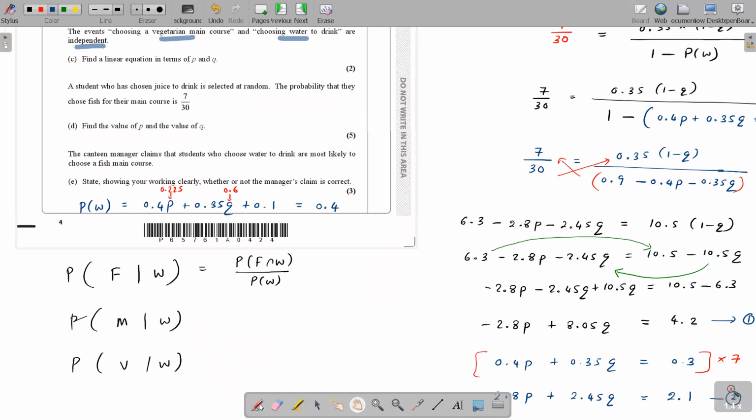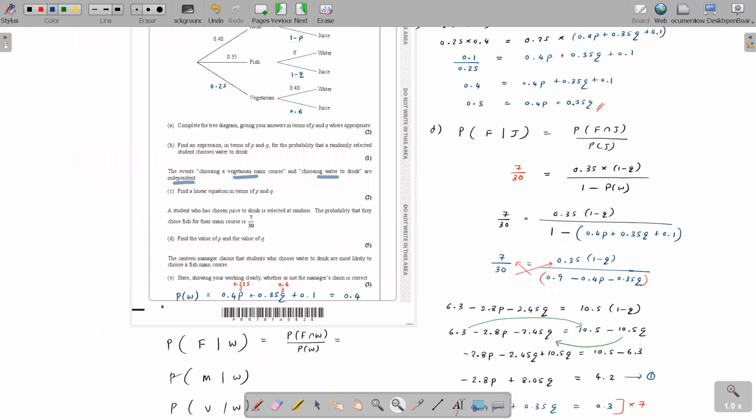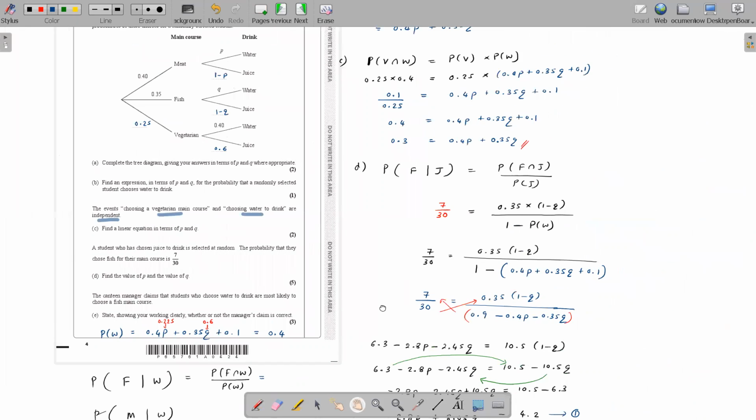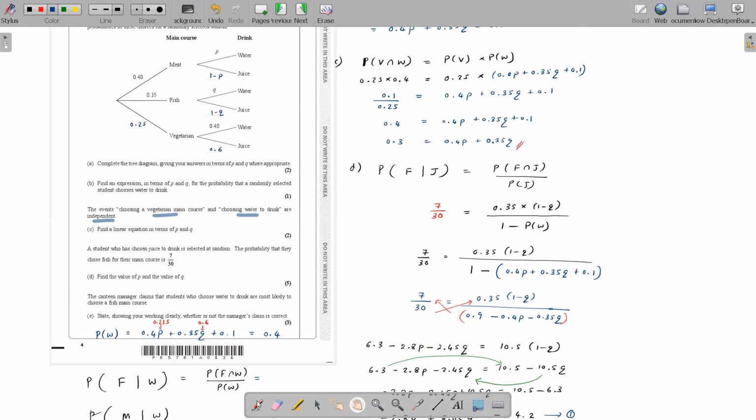Okay, so then what do we have here? A fish given water. So fish given water, get the probability. Multiply fish, which is 0.35, by the Q value you found, 0.6, right? So you can mark it on the diagram itself and find fish and water. 0.35 into 0.6 is 0.21. So fish and water.